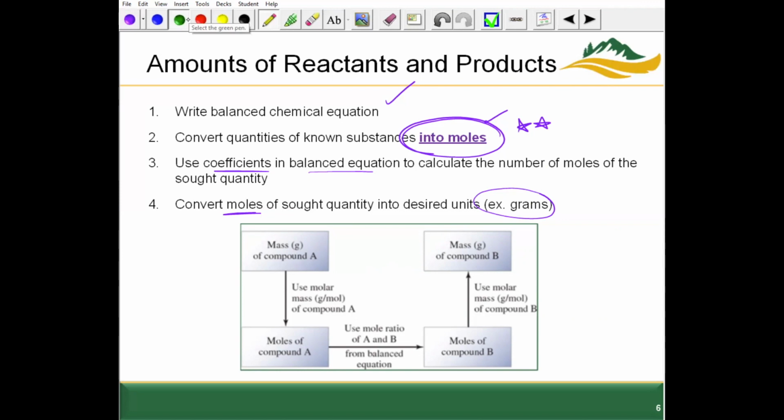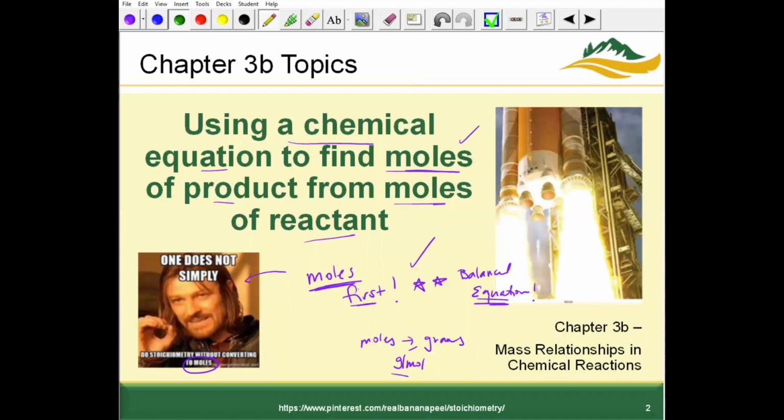For example, if you were given a mass of a compound A, you could use the molar mass to get moles of compound A. Using the mole ratio of A and B from, again, a balanced equation, then you can connect the moles of A to the moles of B. So really importantly, to go between mass of A and mass of B, we have to go into moles first. Then from moles of B, you can go into the mass amount or gram amount of B, again using the molar mass. So really importantly, again, one does not simply do stoichiometry without converting to moles.